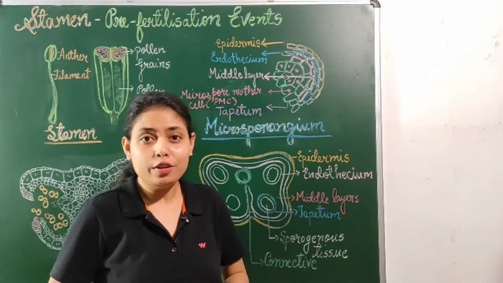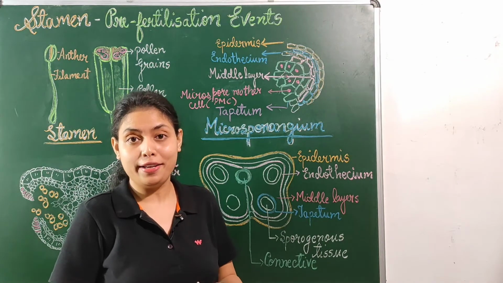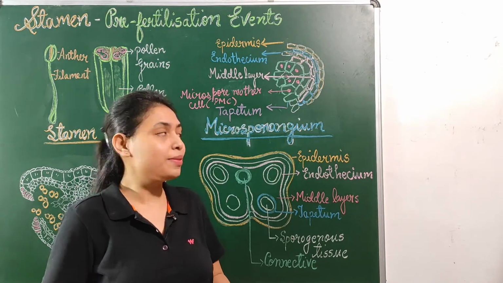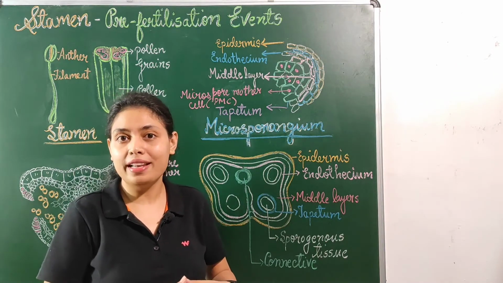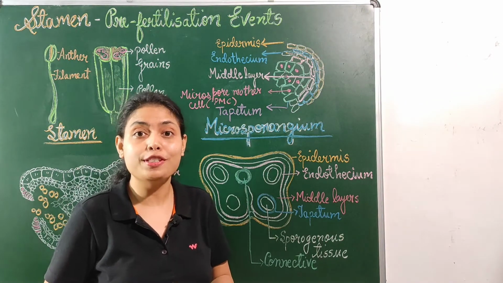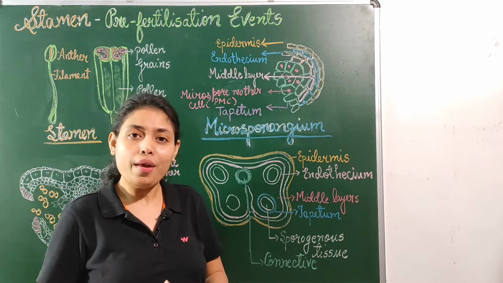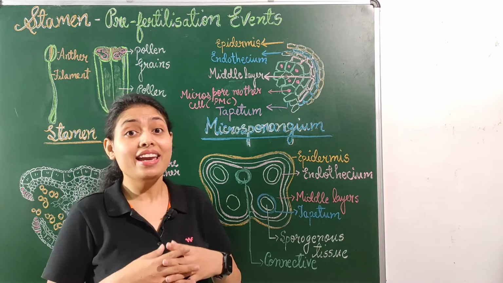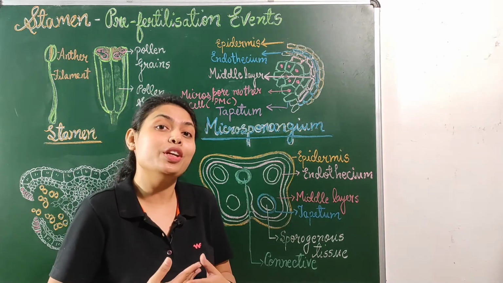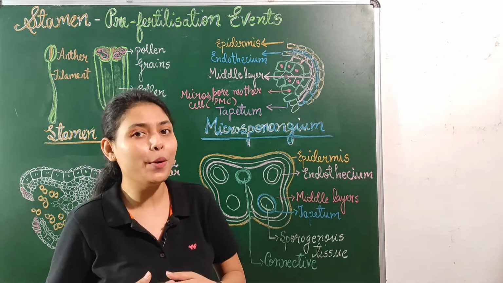Now let us see the function of these 4 layers. The first 3 layers, epidermis, endothecium and middle layer, provide protection to the developing pollens. Whereas the 4th layer, tapetum, has a very special function. It provides nourishment to the growing or developing pollens.